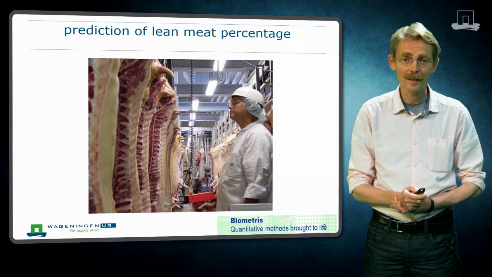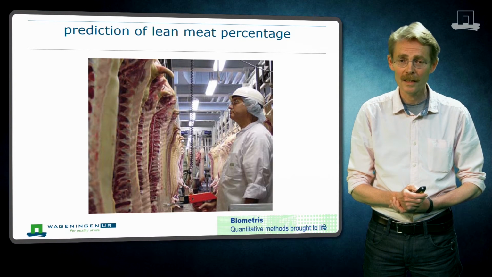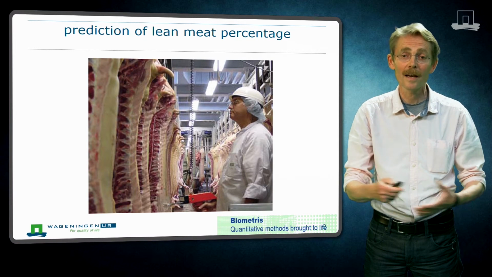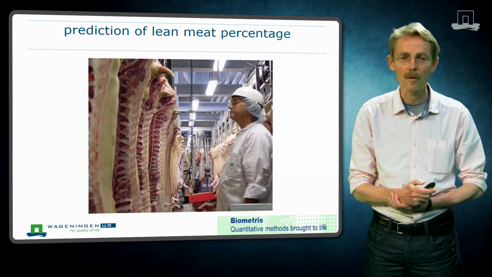The problem is that if you determine the lean meat percentage, you have to dissect the carcass in lean meat and bone, and after that you can only make meatballs from the carcass. If you have a nice ham in the carcass, you can earn a lot of money, but not when it is totally destroyed. So the measurement is destructive, and very expensive as well because it takes hours.